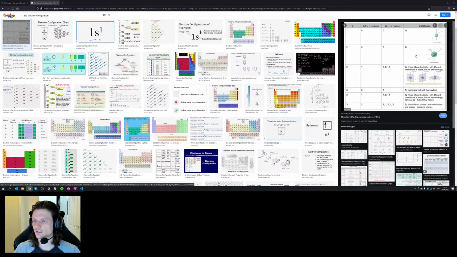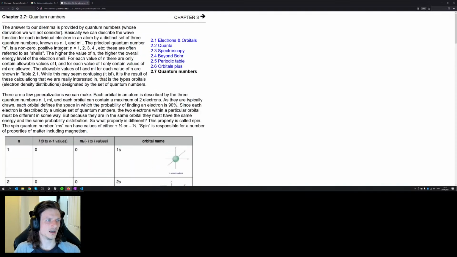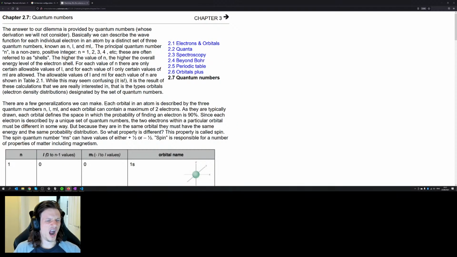Okay. This looks interesting. The answer to our dilemma is provided by quantum numbers, whose derivation we will not consider. Basically, we can describe the wave function for each individual electron in an atom by a distinct set of three quantum numbers known as n, l, and ml. The principal quantum number n is a non-zero positive integer. These are often referred to as shells. The higher the value of n, the higher the overall energy level of the electron shell.